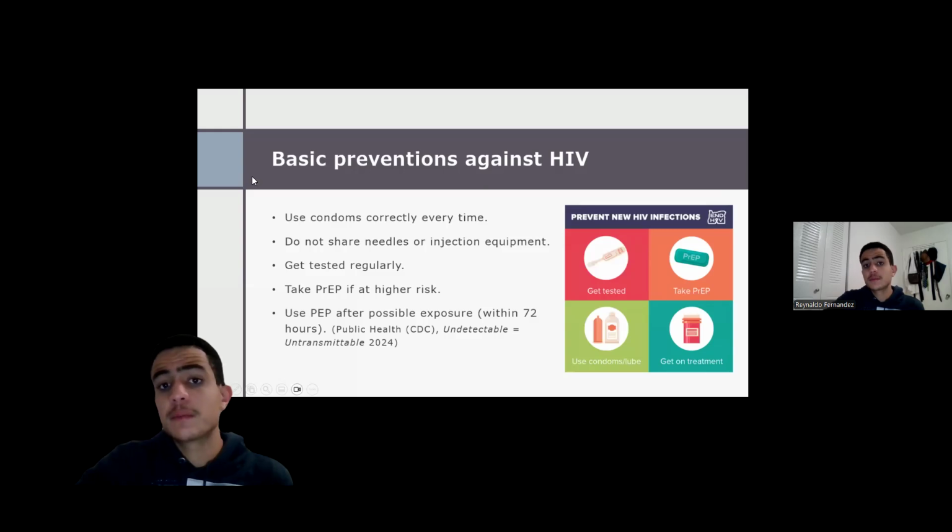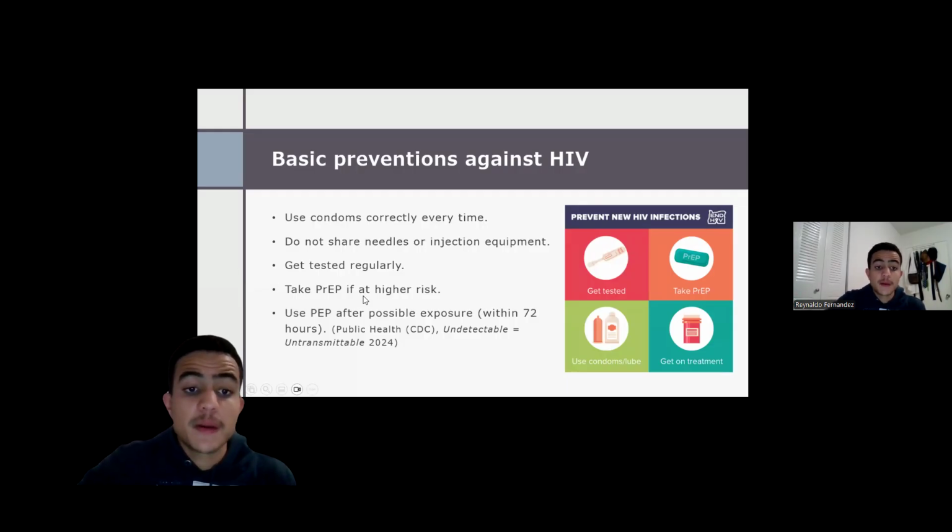And these are just some basic preventions against HIV: use a condom regularly and correctly every time. Do not share needles or injection equipment because blood-to-blood infection can happen. Get tested regularly, especially if somebody is having unprotected sex very often with multiple sex partners. And then take PrEP if you're at a higher risk of getting HIV, or use PEP after possible exposure.